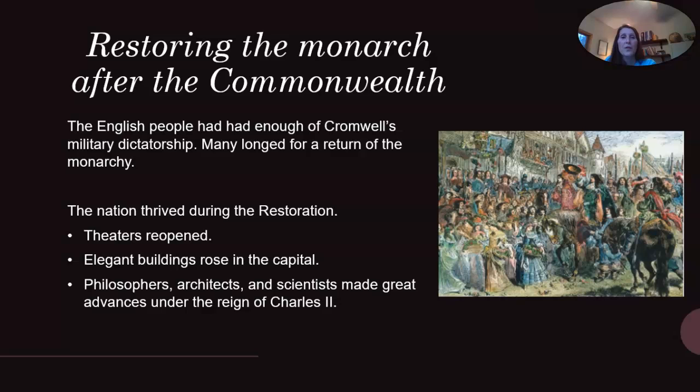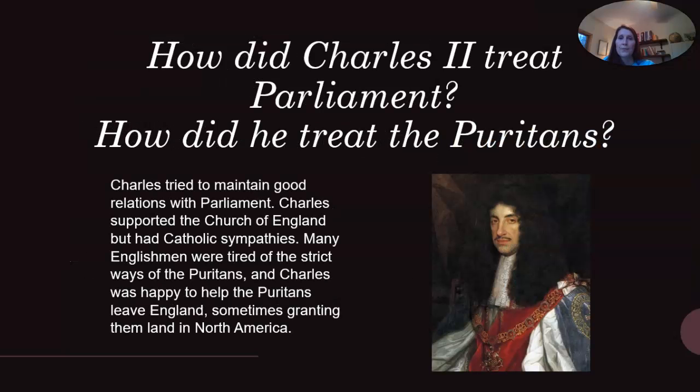Restoring the monarch after the Commonwealth. The English people had enough of Cromwell's military dictatorship. Many longed for a return of the monarchy. The nation thrived during the Restoration. Theaters reopened, elegant buildings rose in the capital. Philosophers, architects, and scientists made great advances under the reign of Charles II. And when I say reign, I mean under the ruling.